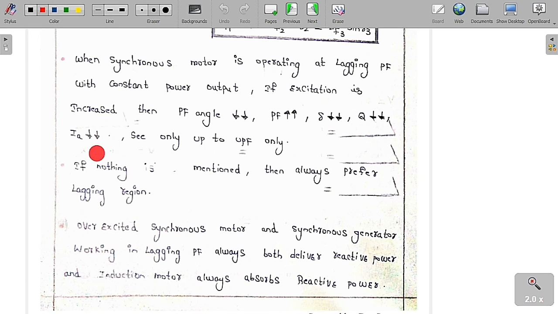And I have already told you, the magnitude of the current I_a is also going to decrease. So you have to see this process only up to the unity power factor. So we have to see from lagging power factor to unity power factor. These are the results that are going to occur.